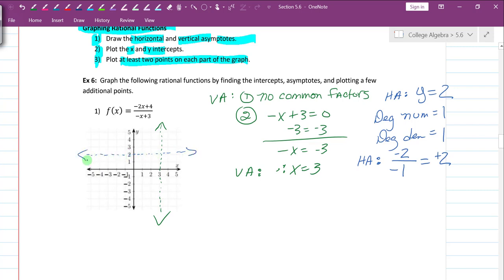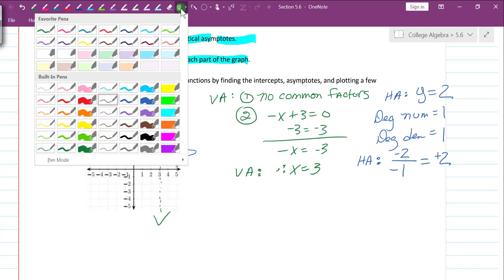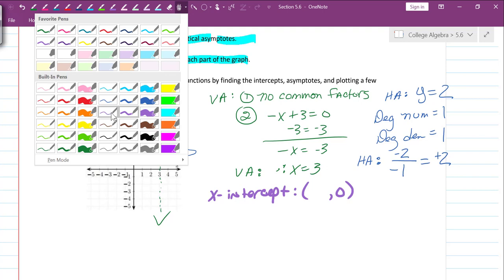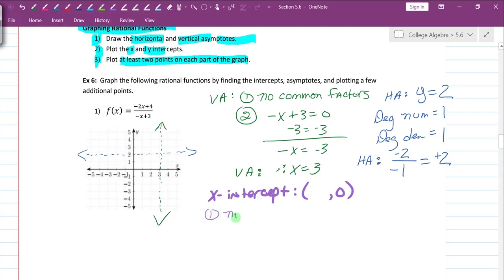Okay. The next thing we want to do is do our x and y intercepts. So our x-intercept is going to be (something, 0). And to calculate our x-intercept, the first thing we want to do is remove any common factors. There are no common factors.